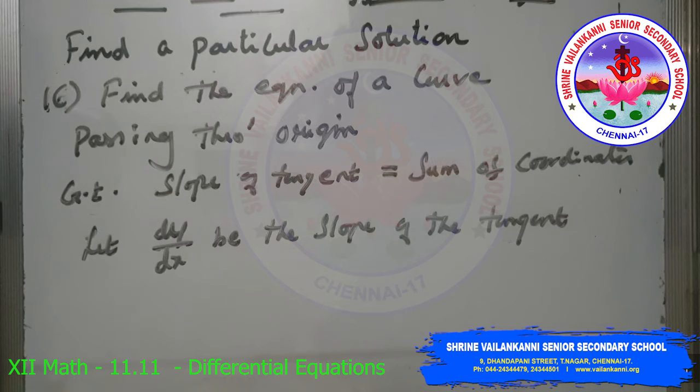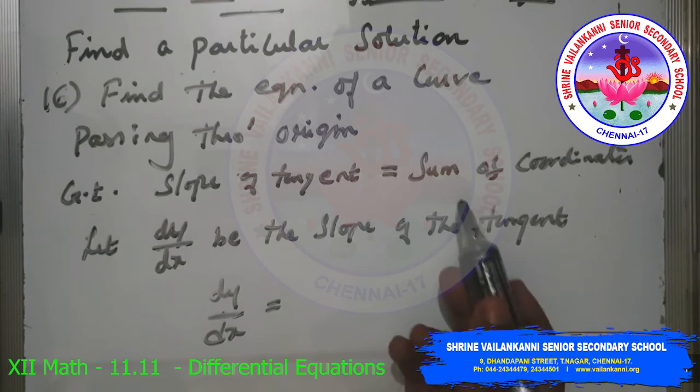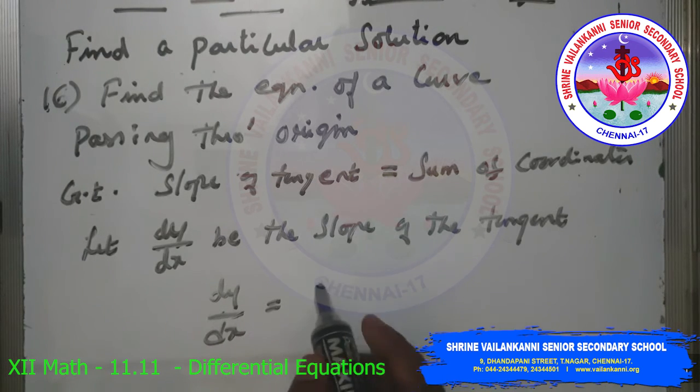16th question. Find the equation of a curve passing through the origin given that the slope of the tangent to the curve at any point x comma y is equal to the sum of the coordinates of the point. Here it's given slope of the tangent is equal to sum of the coordinates of the point. Let dy by dx be the slope of the tangent. So it's given that dy by dx is equal to sum of the coordinates. x and y are the coordinates of the point.